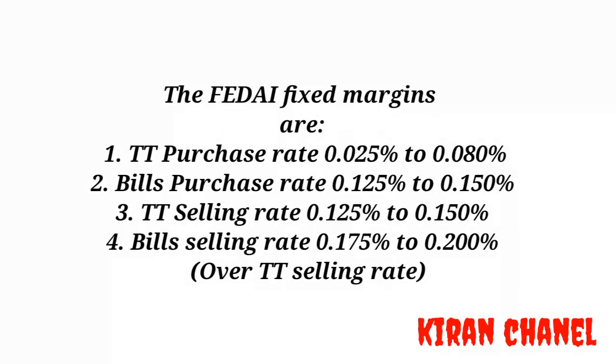The FEDAI fixed margins are: Number 1. TT buying rate, 0.025% to 0.080%. Number 2. Bills buying rate, 0.125% to 0.150%. Number 3. TT selling rate, 0.125% to 0.150%. Number 4. Bill selling rate, 0.175% to 0.200% over the TT selling rate.